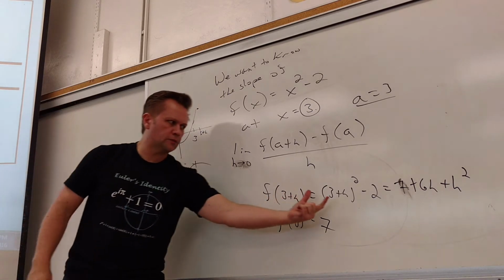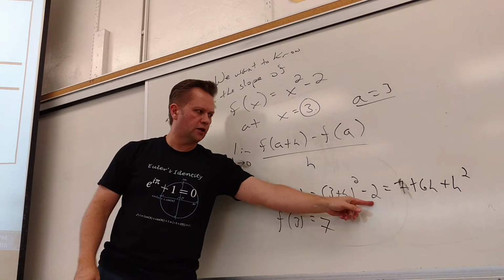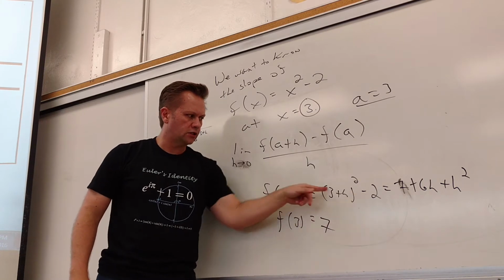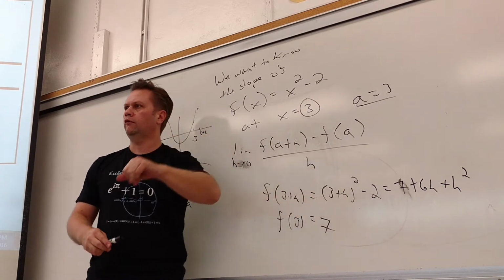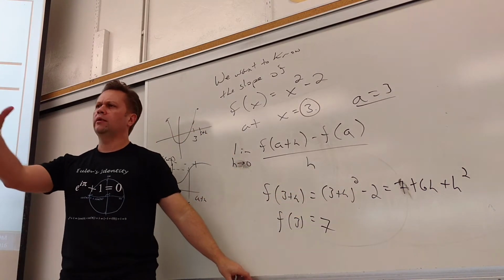Foil it out, right? You gotta foil this bad boy out. 9 minus 2 is 7. H times 3 is 6h, and then h squared. When you foil it, you should all be able to do that.